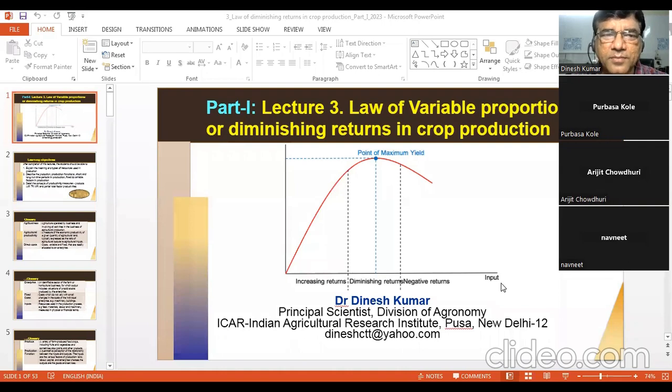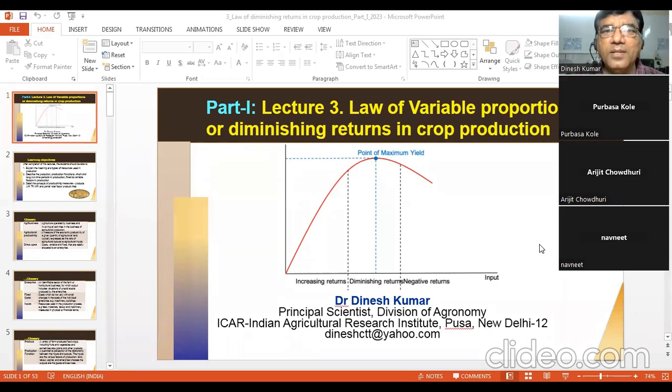In case of production economics, when we apply any input in the field, then the yield of the crop will increase, and after some time it will become constant and then it will decrease if we constantly increase the input. This is the law of diminishing return. And in case of law of variable proportion, all the other factors will be constant, and one input will be variable, and that input will decide the yield or output.